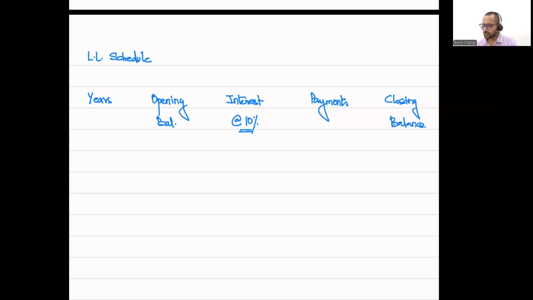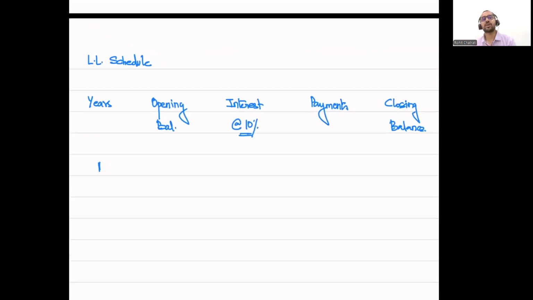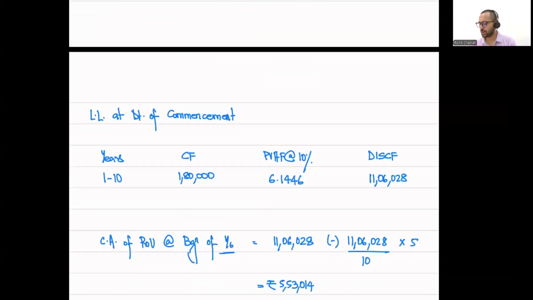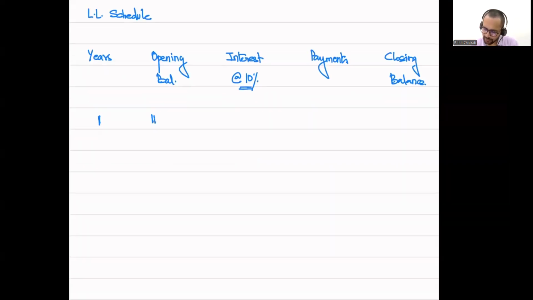All right, starting with year one. At year one, the opening balance would be equal to the amount of lease liability that we originally recognized, which is 11 lakh 6,028. So that becomes my beginning balance for year one. I recognize interest. Interest for first year will be 10 percentage of 11 lakh 6,000. So that will be 1 lakh 10,603.